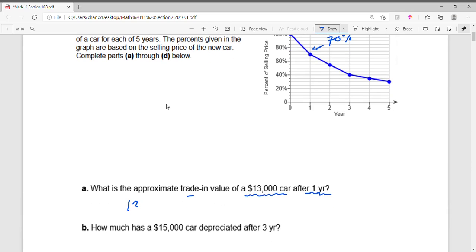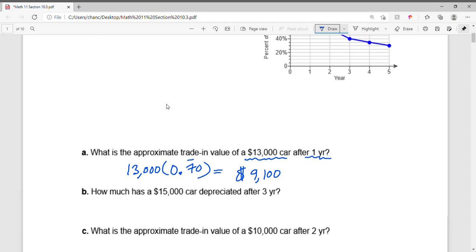We need to multiply $13,000 by 0.70. That's 70% as a decimal. 13,000 times 0.70, and that's going to give us our solution. And this gives me a value of $9,100. So after only 1 year, the car is only worth $9,100, and we started with an original value of $13,000.